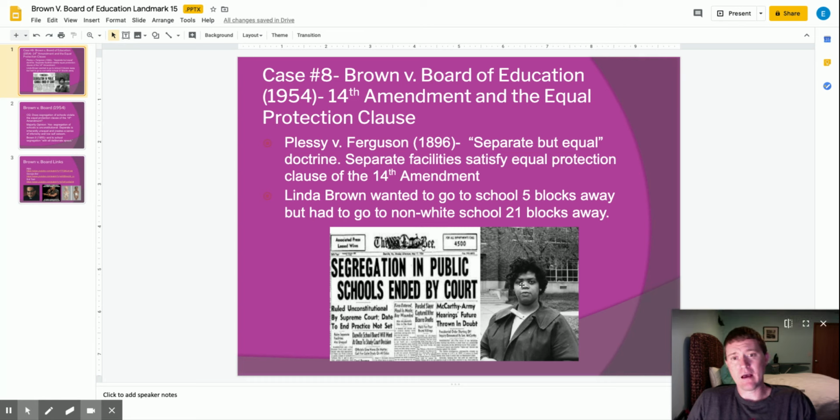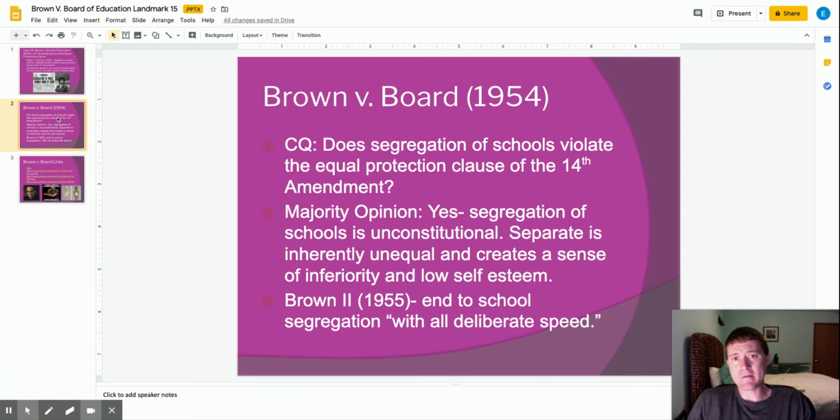The case involves Linda Brown. She wanted to go to school 5 blocks away, but she had to go to the non-white school 21 blocks away. So she's the plaintiff in this case. With this decision, the constitutional question that you need to understand involves the 14th Amendment. Does segregation of schools violate the Equal Protection Clause of the 14th Amendment? So that's the CQ, the constitutional question.